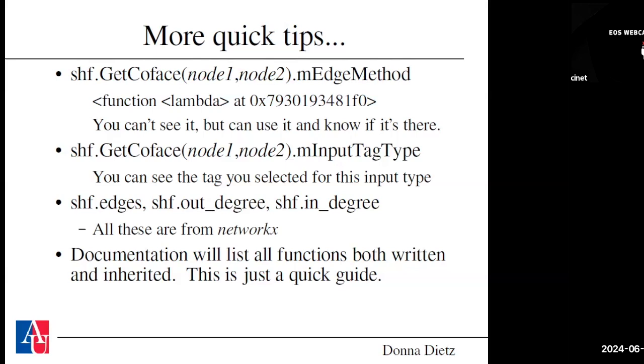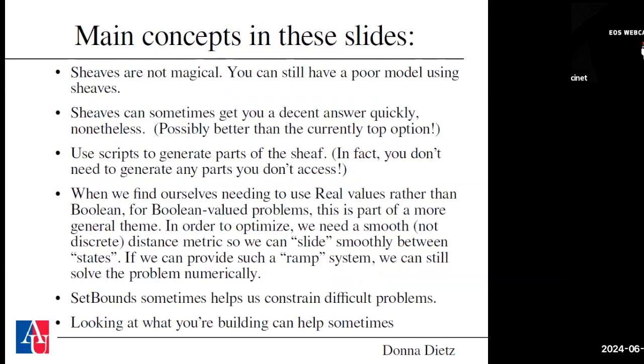All these guys are from NetworkX and they work the same as they would: the in degree and the out degree. So you're asking, how many arrows are coming in? How many arrows are going out? And edges is altogether, how many edges, both the ins and the outs. All that information you can get from NetworkX. The documentation includes all these and more. I just wanted to give you the top hits in case you wanted a quick reference guide. When I was working on these, I was like, I wish I had a list. So now you have a list. Okay. Main concepts: sheaves are not magical. You can still have a poor model using sheaves.